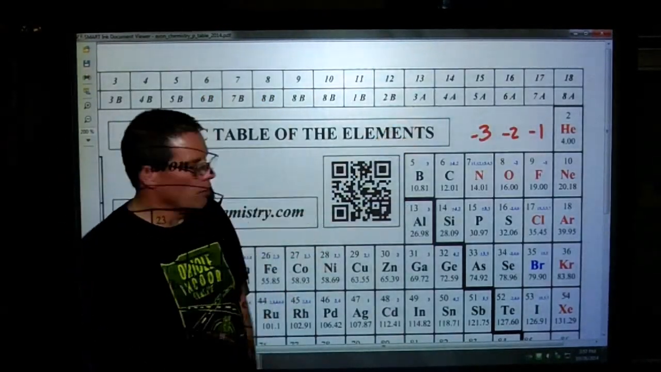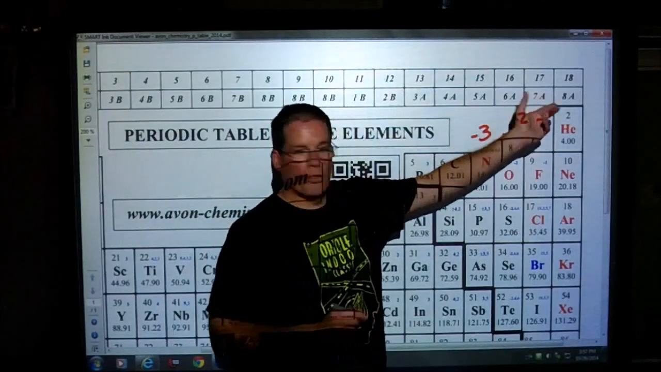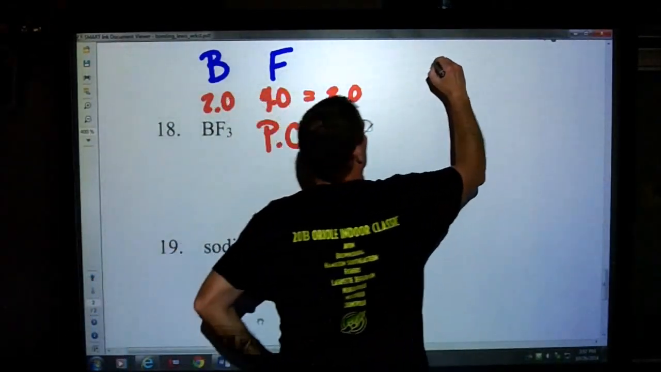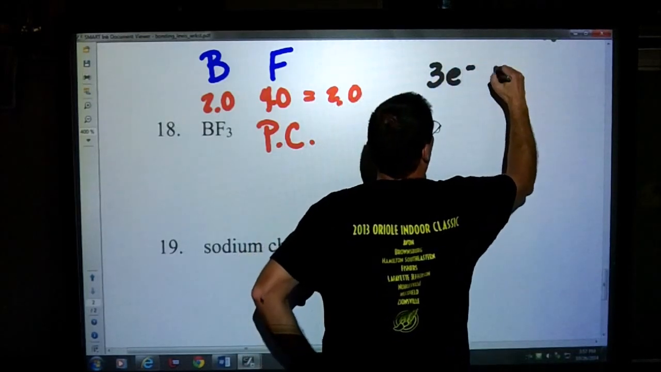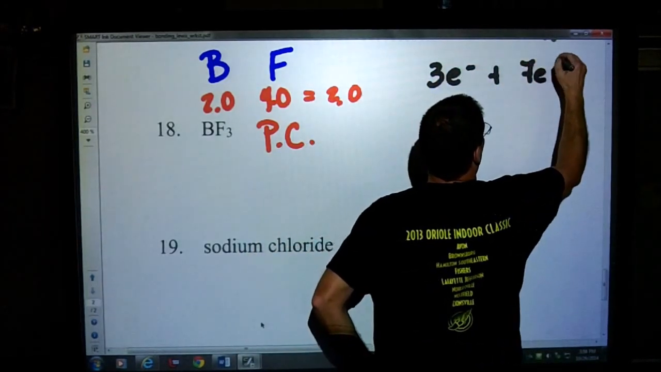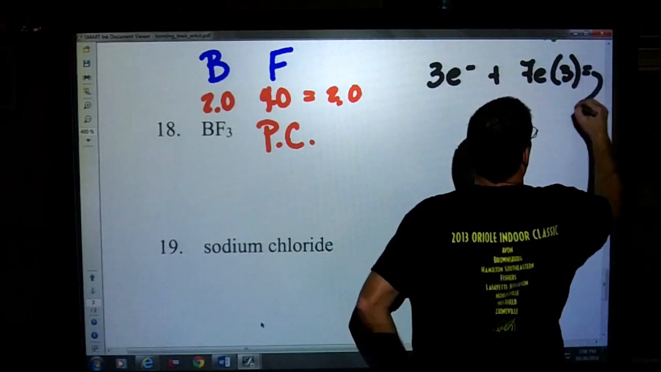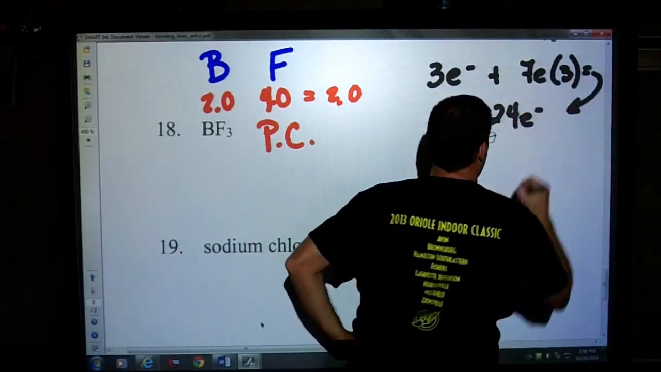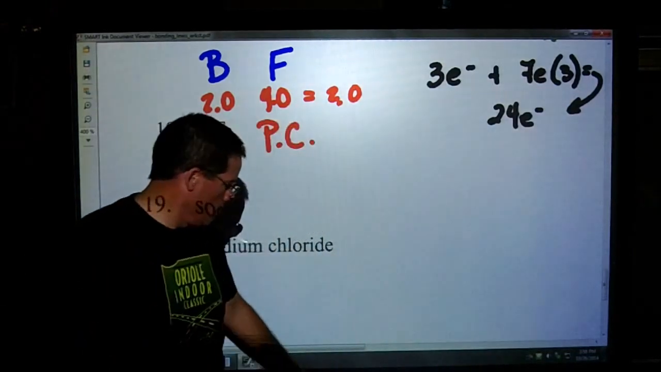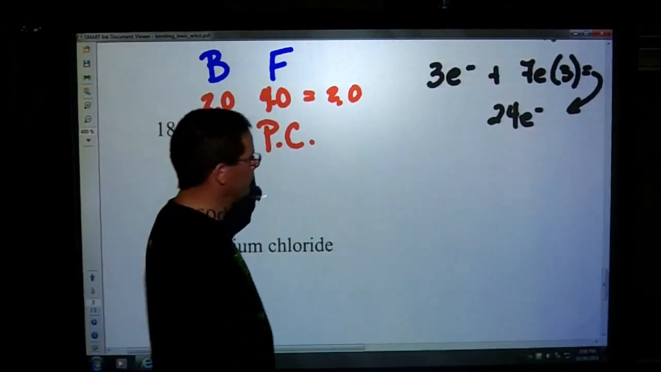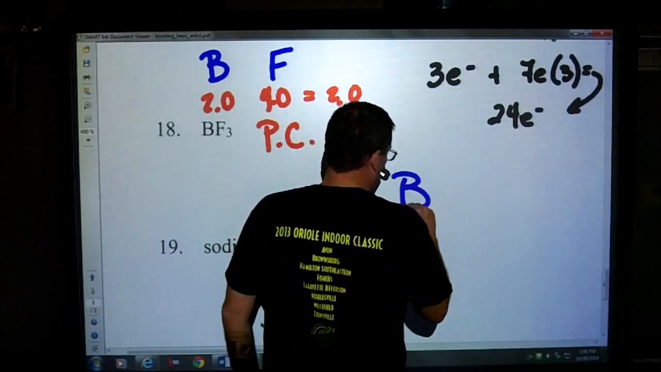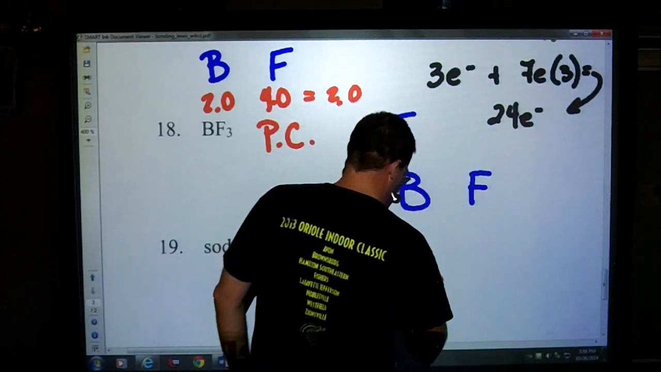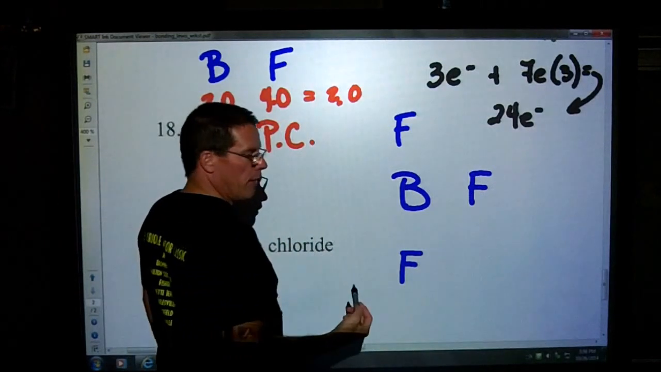Boron brings 3, fluorine brings 7 each. So boron brings 3, and then the fluorine, and there's 3 of those. So 21 plus 3 is 24. And again, boron's the moron. So we'll put boron in the middle, fluorine's over here, and here, and here. Satisfy the external atoms.